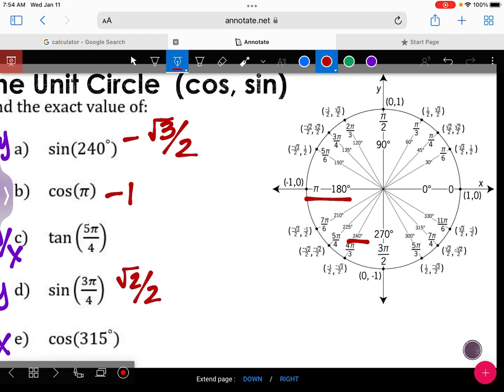And then we have 315. So for 315, we need our x value right here. And that is, for 315, positive root 2 over 2.